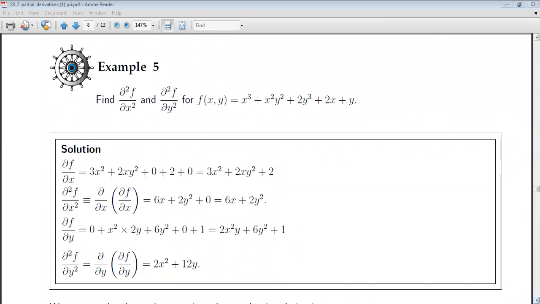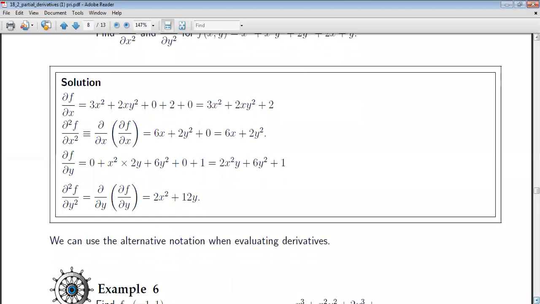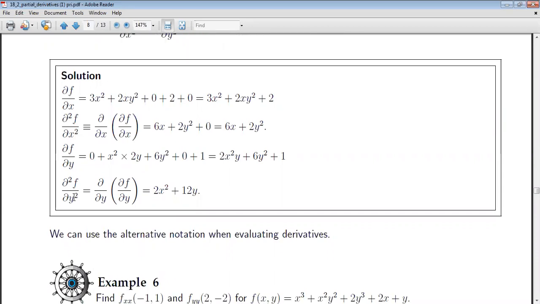Okay then. So that is the result of del square f by del y square. So in this way we can obtain the second order partial derivative with respect to x and y. So we can use the alternative notation when evaluating derivatives. Alternative notation means what? See here, del square f by del x square is written symbolically as del square f by del x square. Or you can simply write down as what? f suffix xx. Okay. Or del square f by del y square can be written as what? f suffix yy. Understood? Okay then.